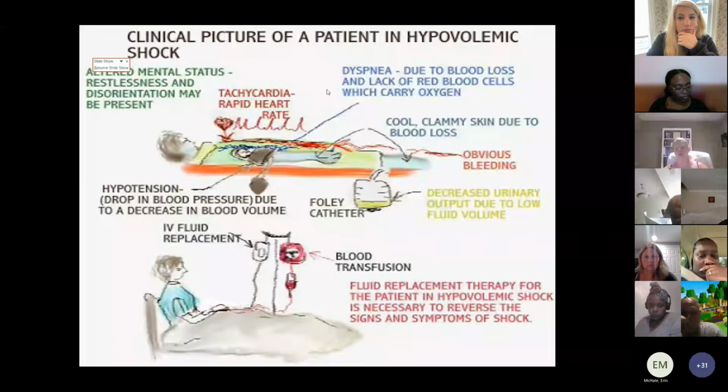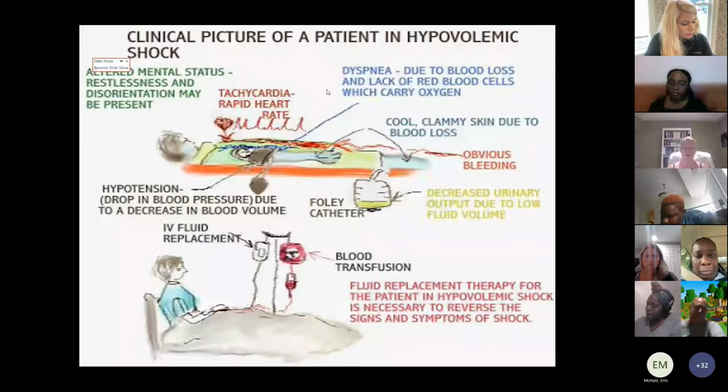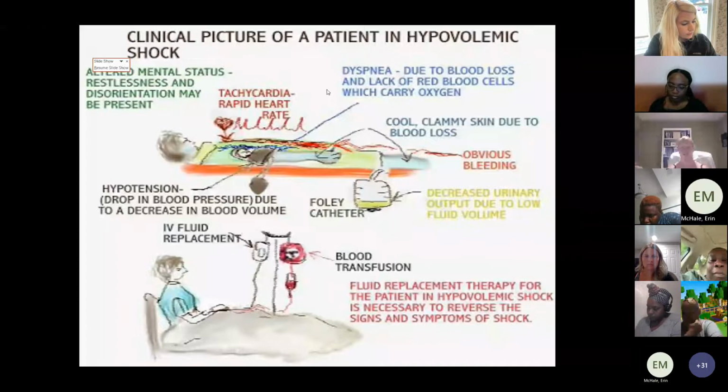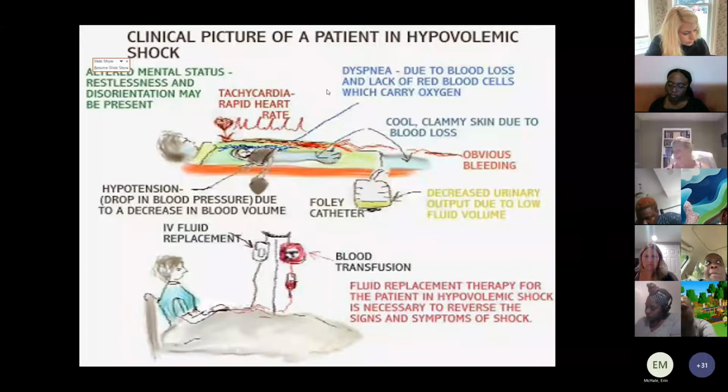Dyspnea, short of breath. We're not getting that good oxygen-rich blood throughout the body. If we're losing blood, our skin may be cool and clammy, if we know that there's an obvious sign of bleeding. Decreased urinary output. If they have a Foley, you may or may not be able to see that right away, or you may just recognize, hey, this patient hasn't gone to the bathroom in a while. They're definitely going to have hypotension, obviously, because blood pressure is representative of our circulating blood volume. So they're going to need IV fluid replacement and then maybe a blood transfusion, depending on exactly what's causing that loss of blood.